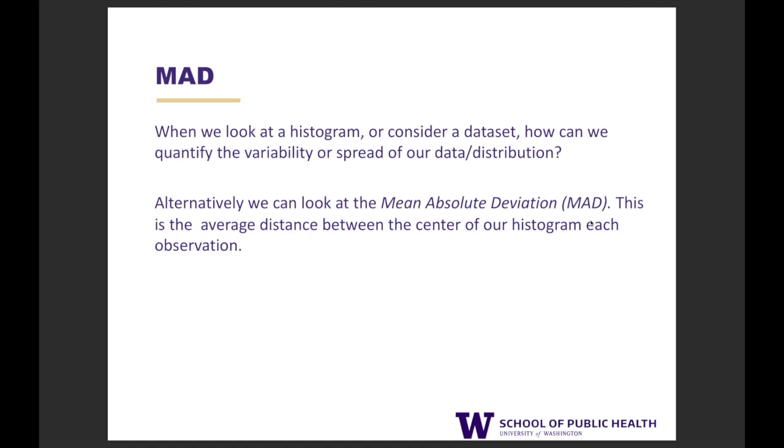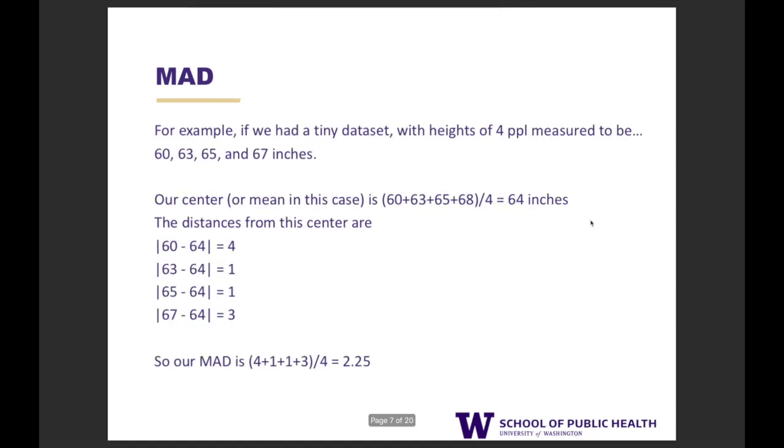One is the mean absolute deviation, and finally the standard deviation, which is maybe the one people are most familiar with, but it's also, I think, the most unintuitive. So another thing we could do is look at this mean absolute deviation measure, and this is just the average distance between the center of our histogram and each of the observations, or each of the people in the histogram, or in the population. So let's think about what I mean by this and how we calculate it.